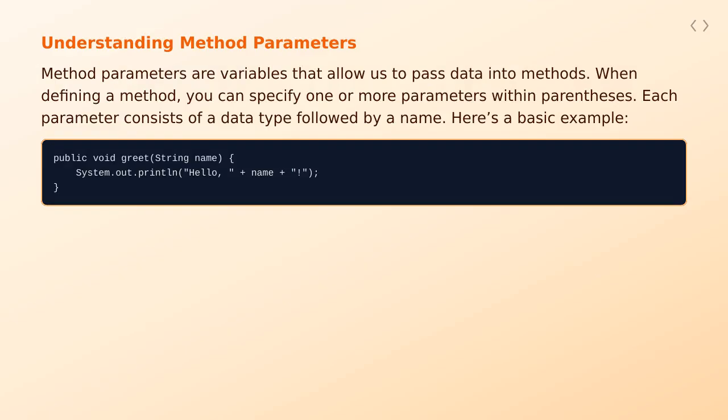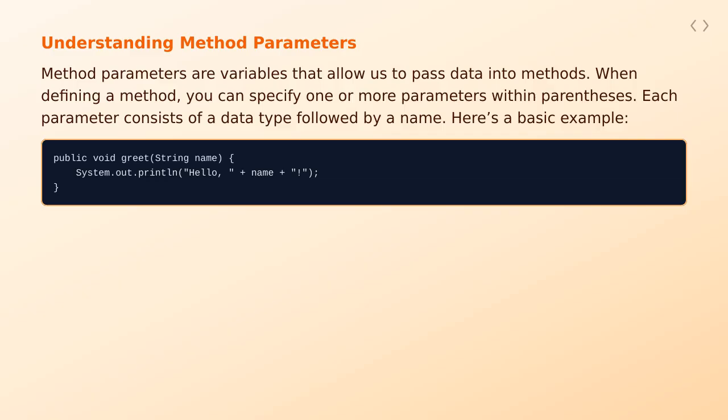Now we're on understanding method parameters. Method parameters are variables that allow us to pass data into methods. When defining a method, you can specify one or more parameters within parentheses. Each parameter consists of a data type followed by a name.